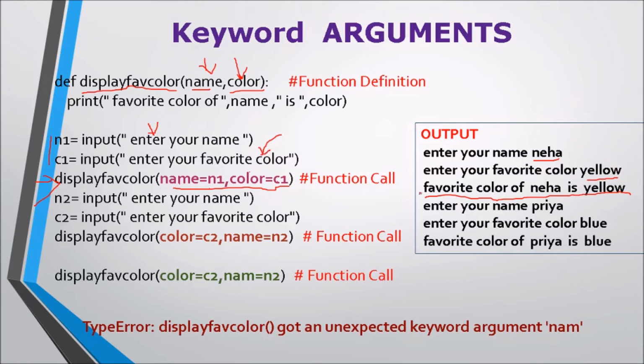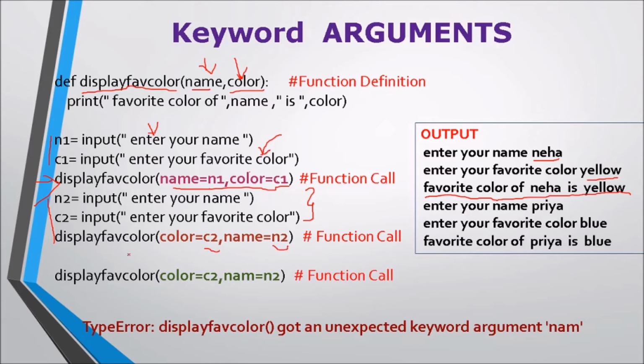So we get an output: favorite color of Neha is yellow. And again I have asked the user to provide two more values, the name and the color, and this time store the color in C2 and name in N2.